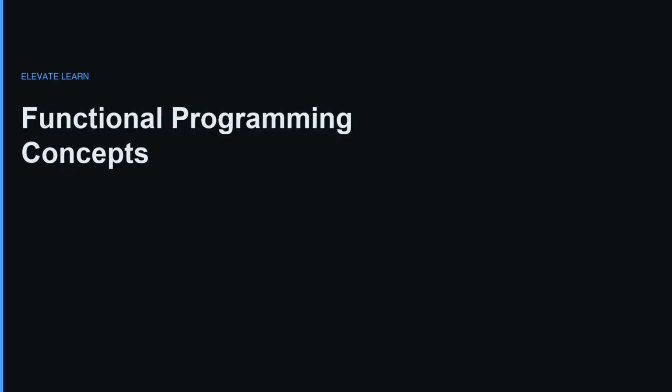Functional programming is a style of programming that emphasizes the use of functions. Key concepts include immutability, where data doesn't change after it's created, and higher-order functions, which take other functions as arguments or return them as output.